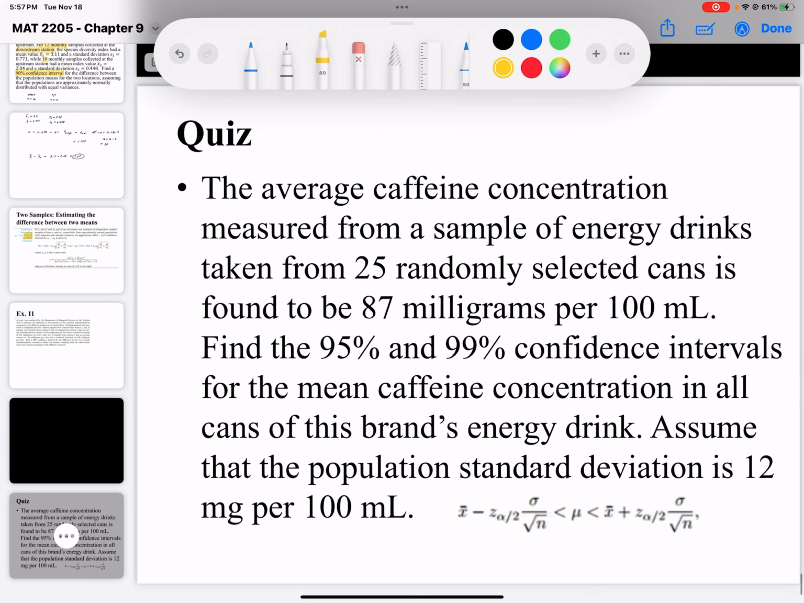Notice that this quiz comes directly from one of the earlier examples. It looks like just example 1. I do want a 95% confidence interval as well as a 99% confidence interval. I've also included the formula to make it a lot easier for you. And this, of course, needs to be uploaded to turn in on Moodle by the appropriate due date.